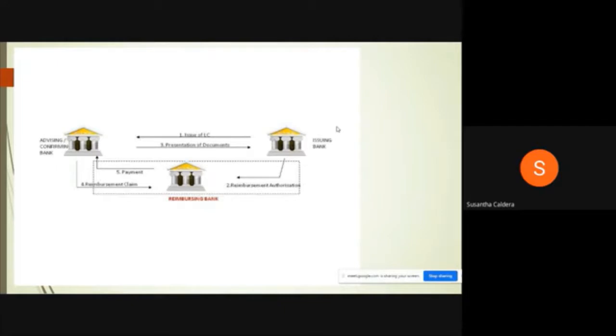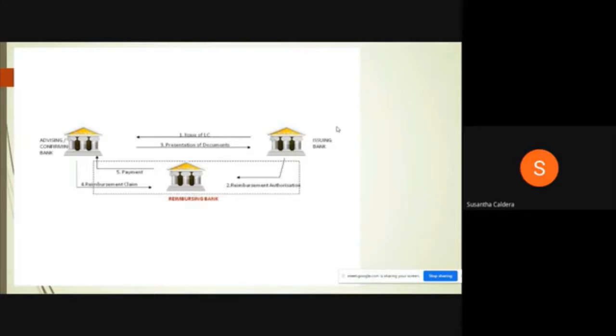Because if the documents comply with the terms and conditions of the LC, the issuing bank has given an irrevocable undertaking. And the advising, confirming or negotiating bank, if the documents comply with the terms and conditions, doesn't have to wait till the issuing bank sends the money. They will advance the money to the beneficiary. That's what we call negotiation. And if we have given the reimbursement authority, then before the documents go to the issuing bank, they will already claim the money from the reimbursing bank, right?